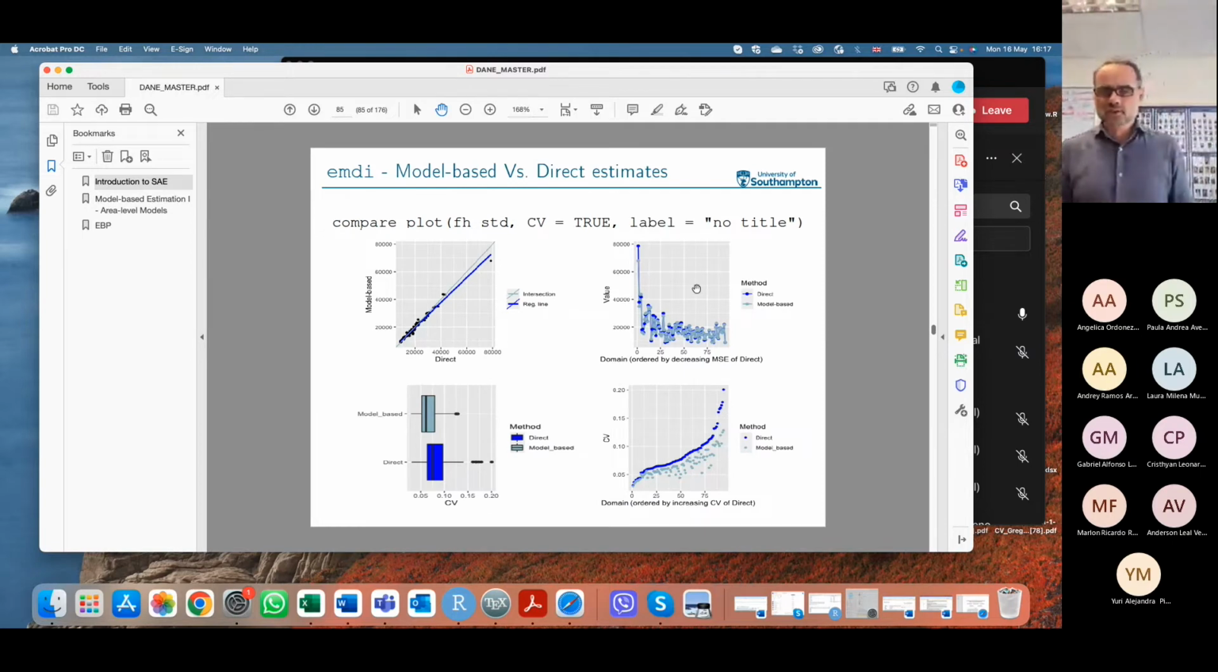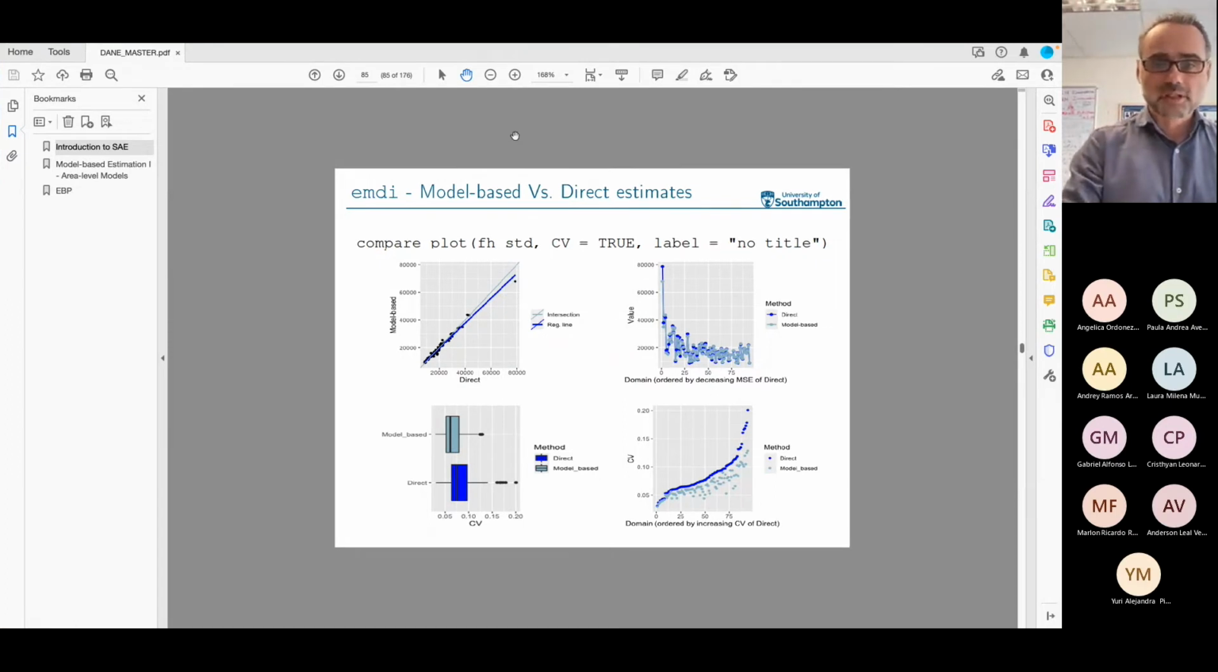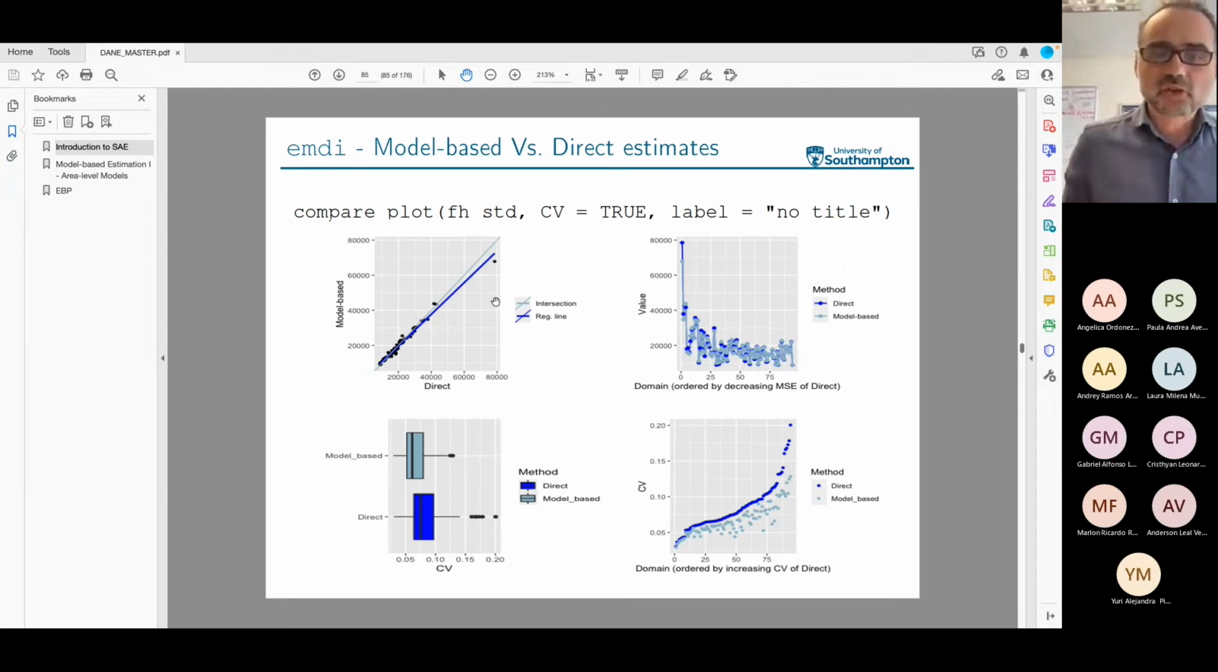In terms of what else you can do, a very useful command that I believe you will find useful if you consider using area level models is called compare_plot. What this does is compare the model-based estimates under the Fay-Herriot model to the direct estimates. We can go through this plot in a bit more detail. The top left-hand side plot shows the direct point estimates against the model-based point estimates under the Fay-Herriot model. Ideally, you want to see that the dark blue line is very close to the light blue line, because that indicates good consistency between the direct estimates and the model-based estimates. Remember that we want our model-based estimates to be close to our direct estimates ideally.